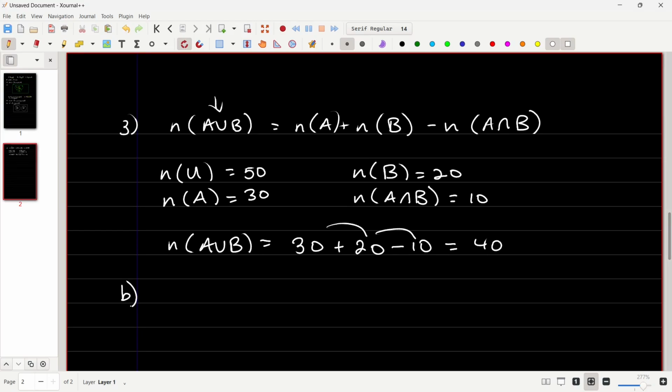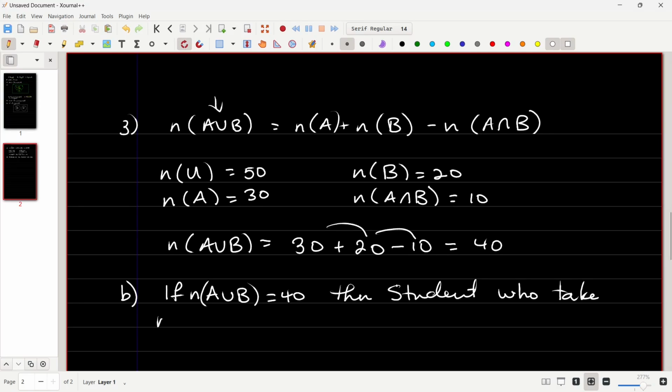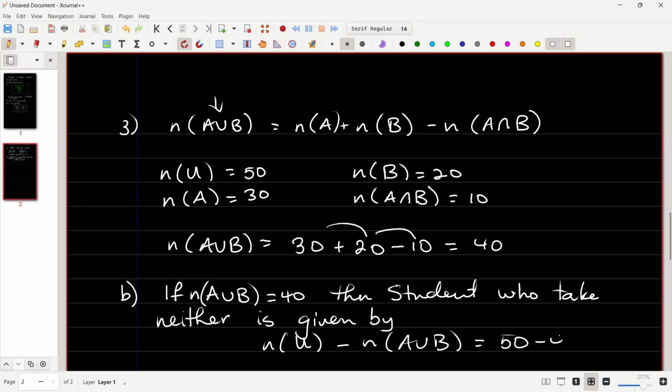Then part B, how many students do not take any of the two subjects? Then that means we're simply going to say that if the cardinality of A union B is equal to 40, then the number of students who take neither is given by the cardinality of the universal set minus the cardinality of A union B, which is 50 minus 40, which means 10 take neither. So let's do a Venn diagram.